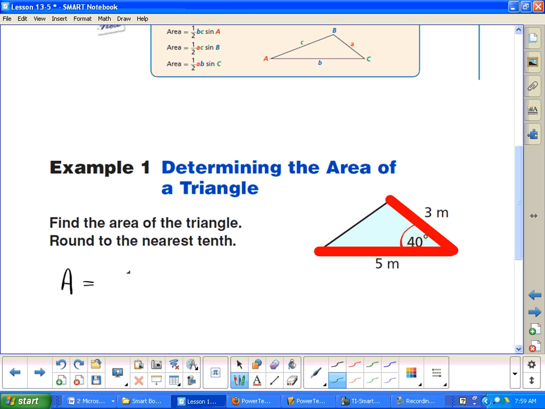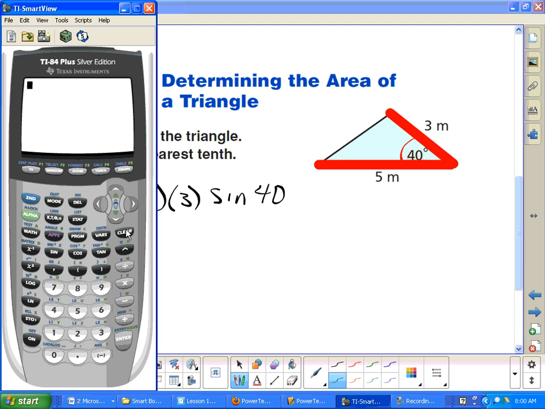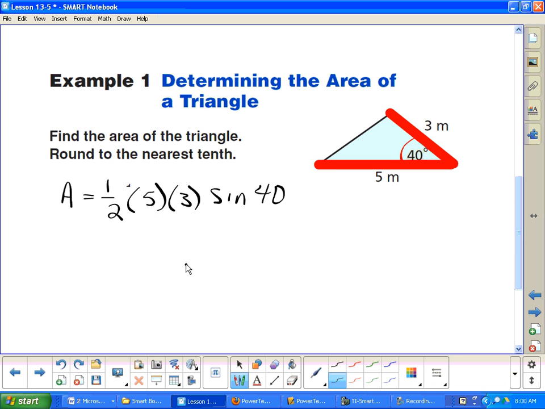So the area is equal to 1/2 times 5 times 3 times the sine of 40. And really the order you put the 5 and the 3 does not matter, because we're multiplying and it's commutative. Let me just plug that in our calculator and make sure I'm in the right mode, and I'm not. Make sure I'm in degree mode. So 1/2 times 5 times 3 times the sine of 40. So 4.8. So the area is approximately 4.8 square meters.